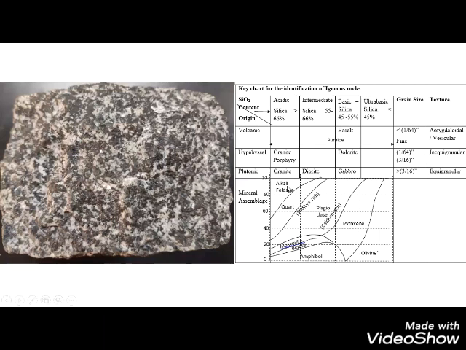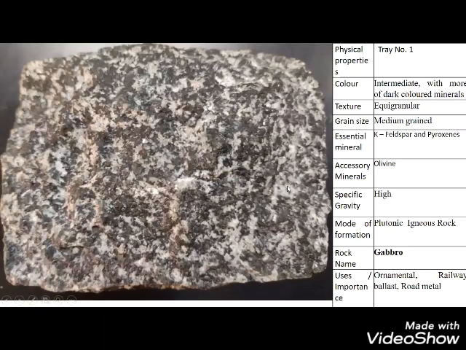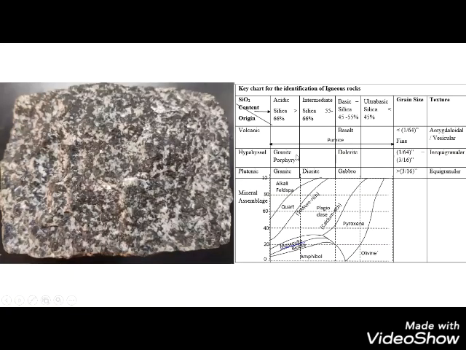Now looking at the chart, you can write the other properties. Color, it is almost intermediate. Whatever you observe is what you are writing over here. You need not mug up and write it, so whatever you observe is what you can write. Texture, equigranular. Grain size is visible, so it is medium grain. Essential minerals, go back to the chart and see for gabbro. What do you have? It is plagioclase feldspars.